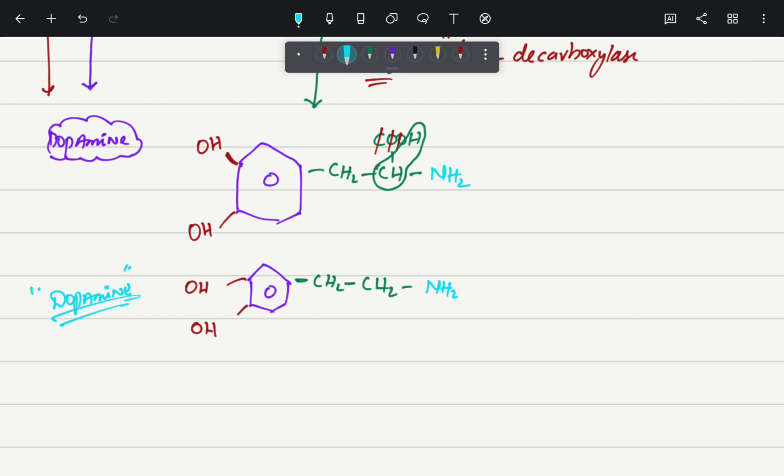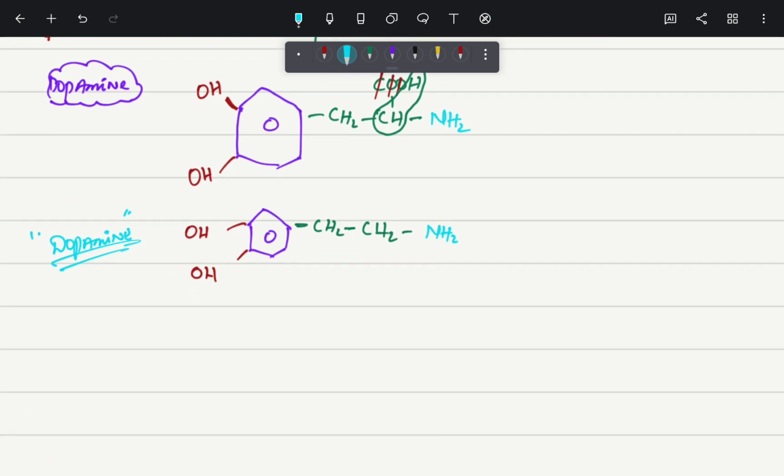Okay, now eventually this dopamine, I would like to say that this is the alpha carbon. Let me clear this one. This is the alpha carbon and this is the beta carbon. In the ethyl chain, one is an alpha carbon, the other one is your beta carbon of the dopamine.